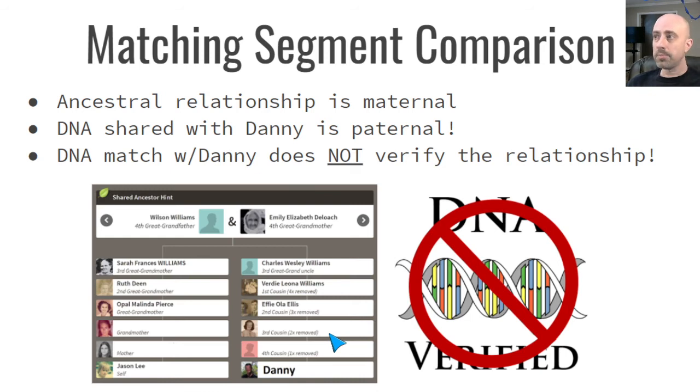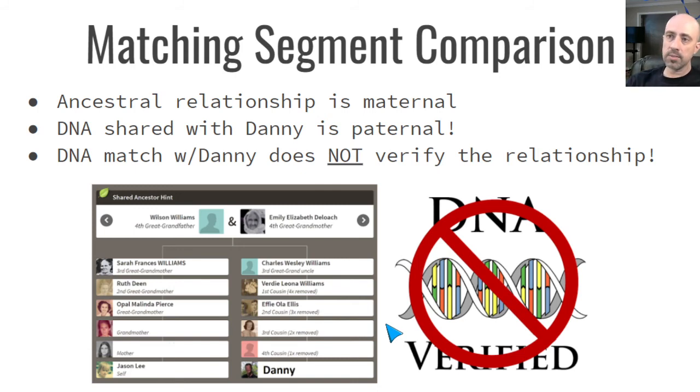So we've basically torn down a hypothesis that seemed very strong, and many people would have concluded emphatically that the DNA that Danny shares with my family does verify this ancestral relationship going back to Wilson Williams and Emily Elizabeth Deloach. But that conclusion is incorrect, clearly incorrect. And matching segment comparison helped us to see that in a way that would have been impossible without the matching segment information. So again, a complete mismatch tore apart a hypothesis.